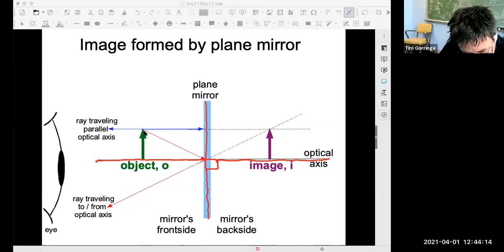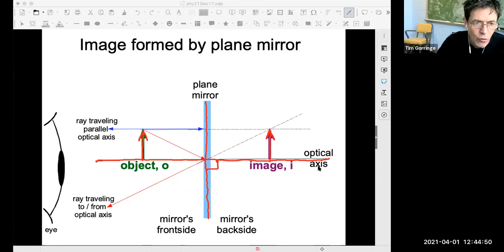Okay, so let's go over here to the object. So this is the real tree. This is the real person. This is the real ant. That's the object. Over here on the right, this is the image. This is the image of the real tree. It's the image of the real person or the real ant. So those are the two things. And we label them with O and I for object and image.